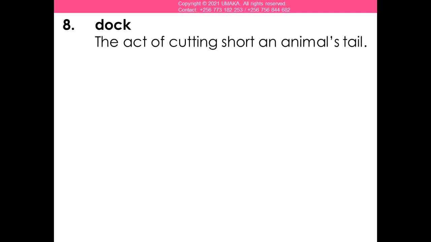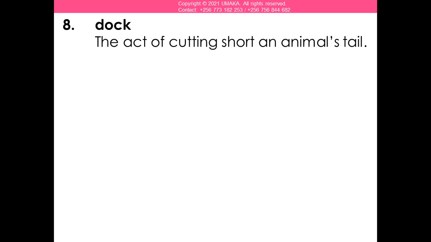Dock is an act of cutting short an animal's tail. Class, can you tell me some of the animals that are docked? Yes, we have sheep. We have cows. Do we dock goats? Okay, so these animals, their tails are cut short for scientific reasons. Who can tell us why we dock animals?